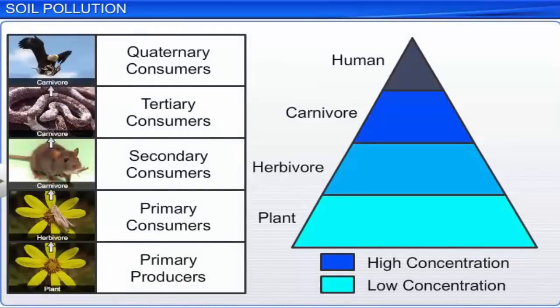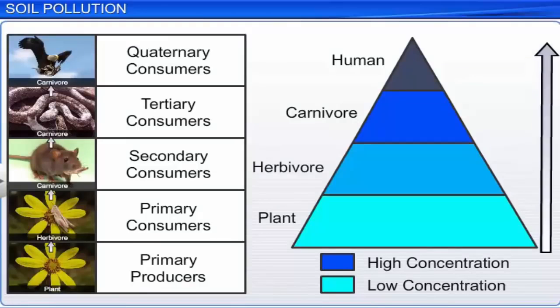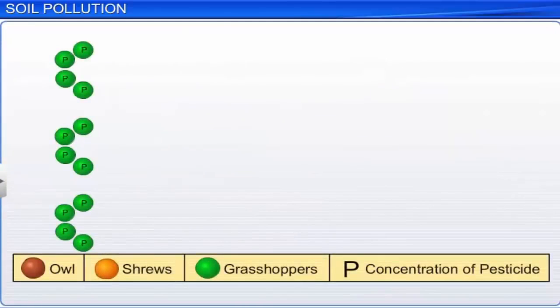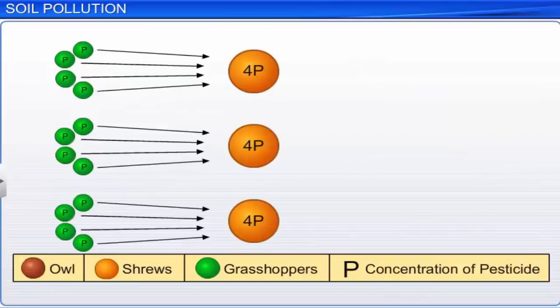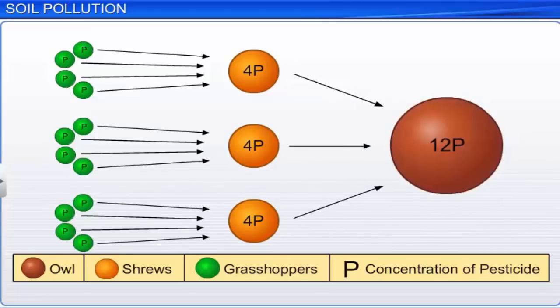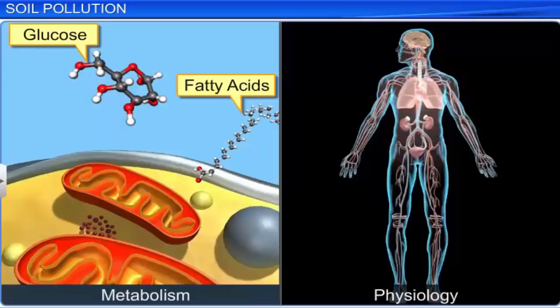Moreover, the toxins are carried from the lower species to the higher species through the food chain. The toxins become more concentrated with each consuming rung. Although the chemical effect is minimal in the lower level species, it becomes dangerously concentrated when it reaches the upper level species, such as humans. In humans, it causes serious metabolic and physiological disorders.